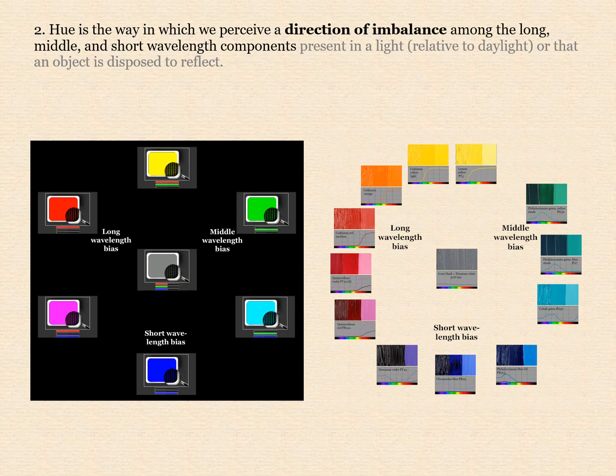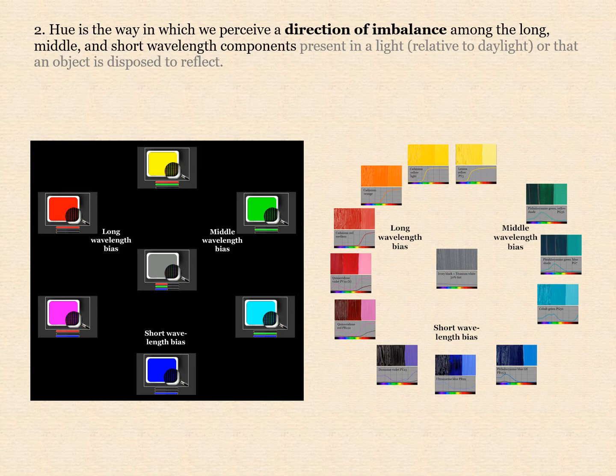We now understand that Newton's system is two-dimensional because it's the product of a visual system involving three visual receptors. And such a system can detect a circuit of directions of imbalance towards long, middle, short, or long and short wavelengths. So my second point is that hue is the way in which we perceive this direction of imbalance.